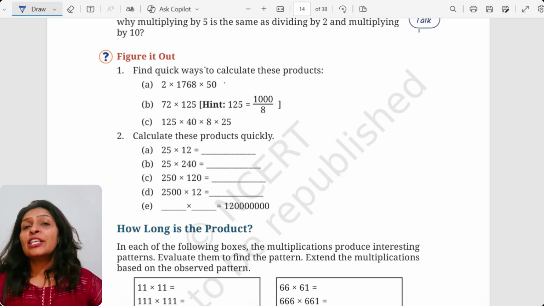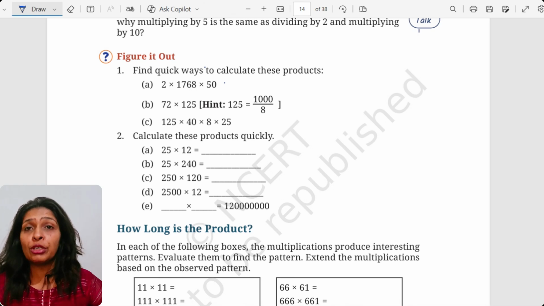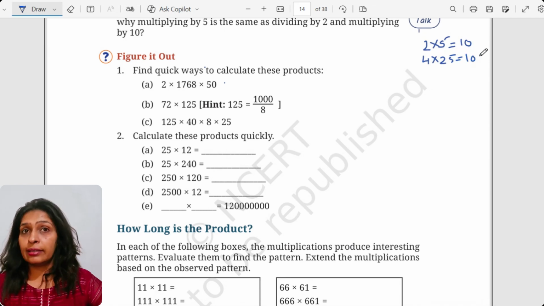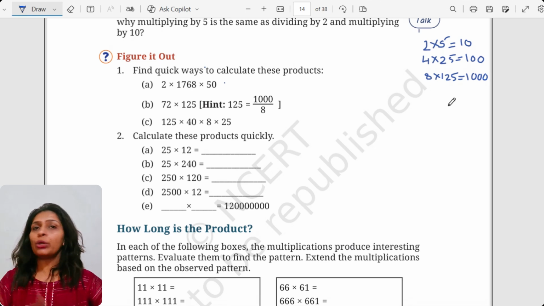So let's begin. Before I start with the topic, I want you to understand some basic things which are going to be useful here. Whenever we see a pattern, we can see that 2 multiplied by 5 gets me 10, right? Then 4 multiplied by 25 gets me 100. And similarly 8 multiplied by 125 gives me 1000, and this pattern will keep on going.